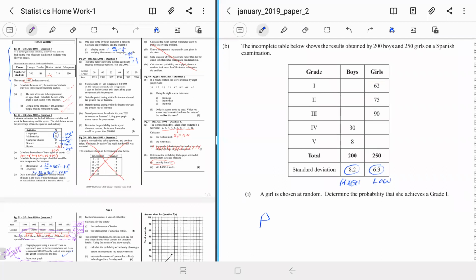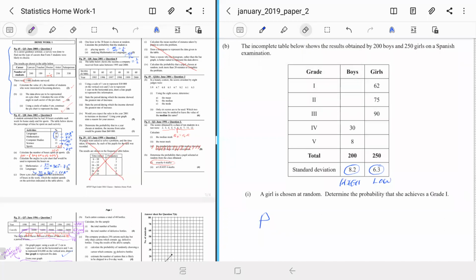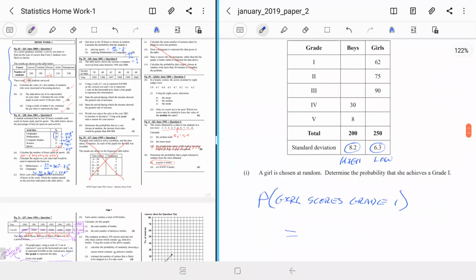So what is it? The probability that a girl scores grade 1, set up like that, equals what? Write it out. Probability that a girl scores grade 1 is equal to, talk to me now, what is it? 62. Go ahead. 62.